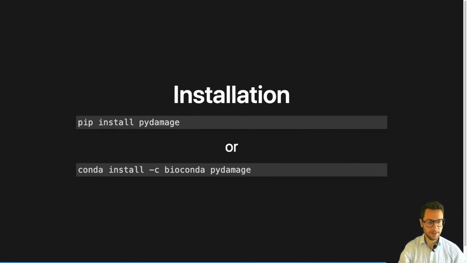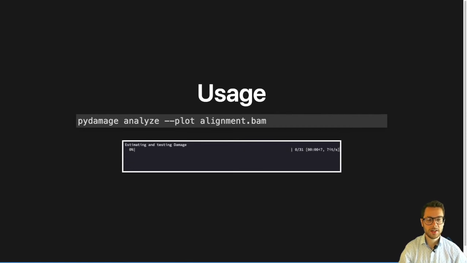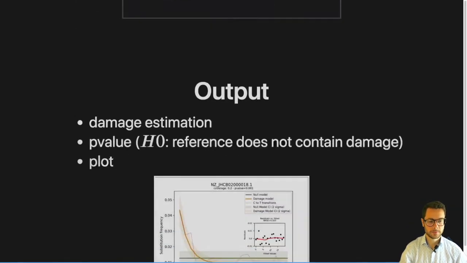How to install PyDamage? It's relatively easy, since it's written in Python. You can just pip install PyDamage, or if you prefer conda, you can also conda install it. How to use it? Also relatively easy. PyDamage analyze. Here I want to generate plots, and I give it my alignment file.